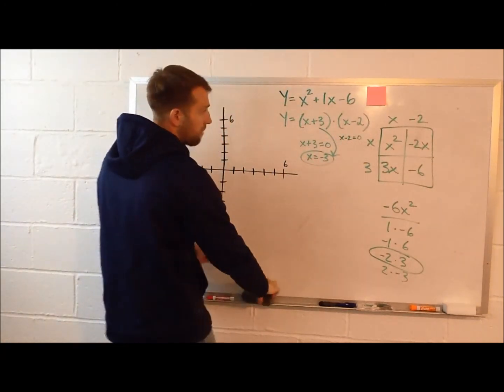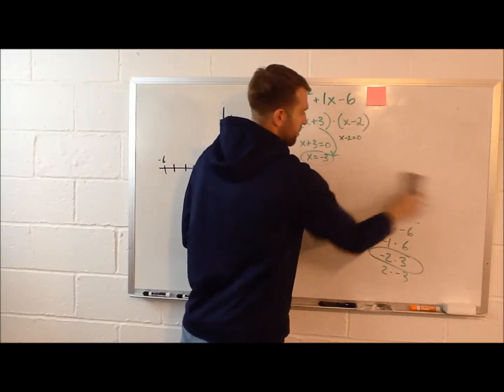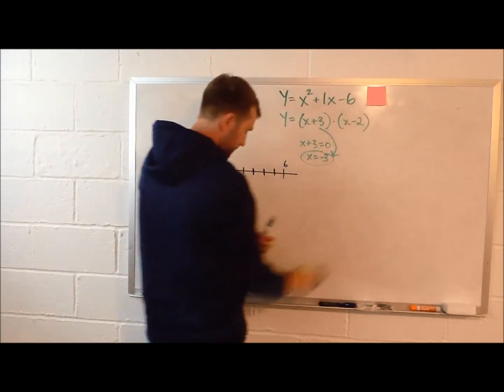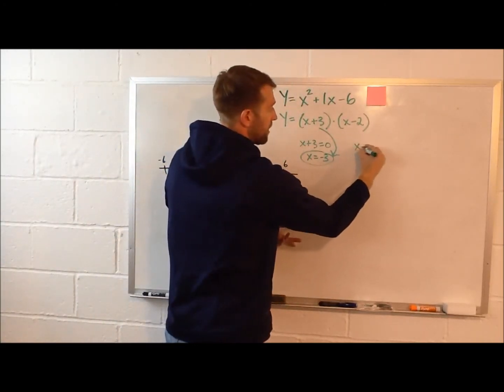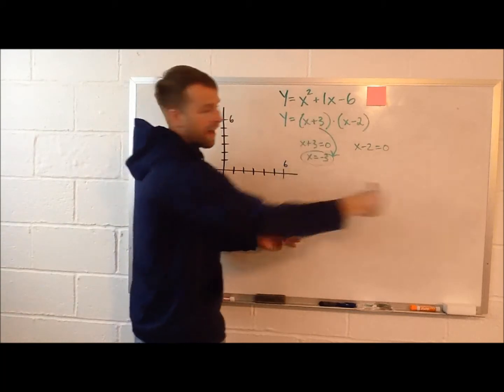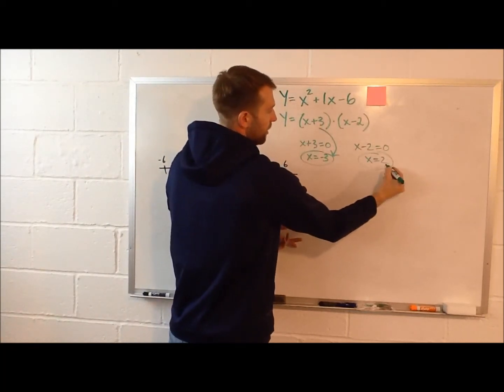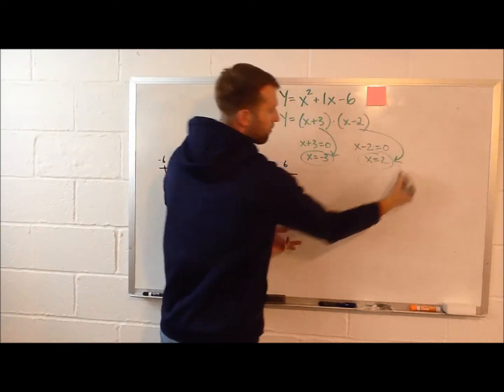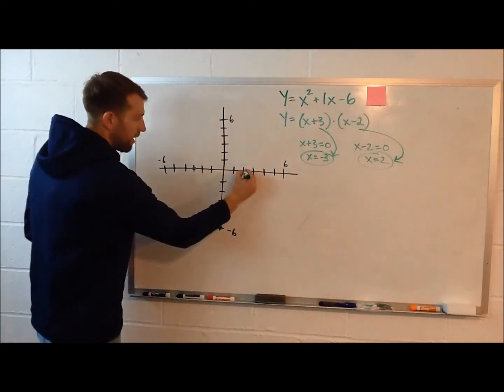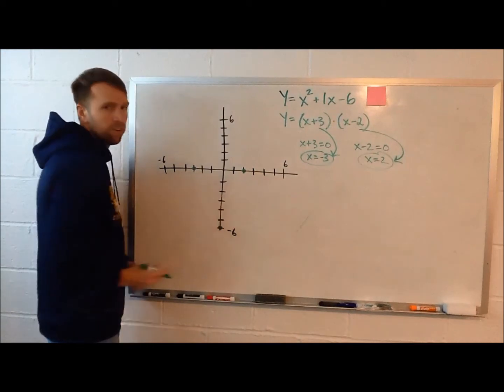Sorry, it's getting a little crammed here. I'll erase my factoring. x minus 2 equal to 0. Add 2 to both sides. We get x equals 2. Some of you guys are realizing if it's minus 2 in the problem, you're going to see a positive 2 as your other x-intercept, right?